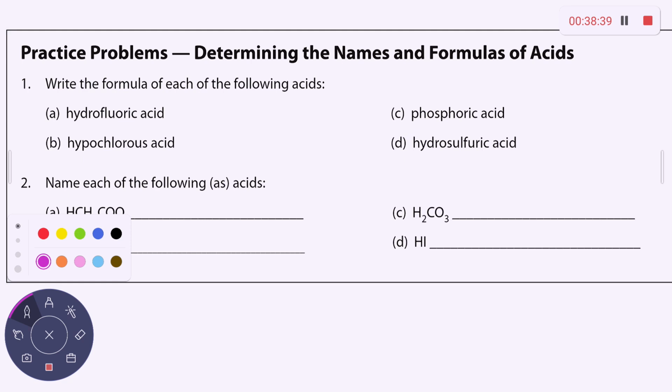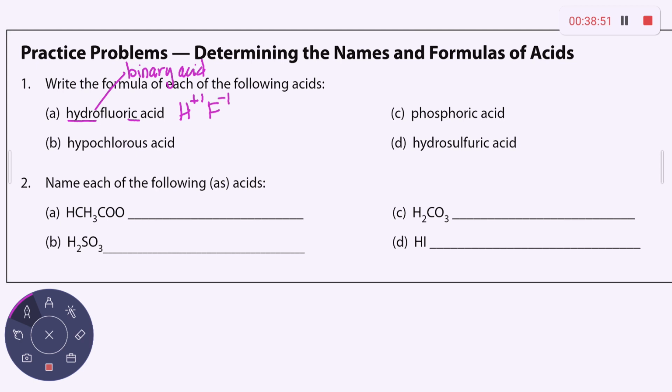hydrofluoric acid. Remember, hydro-ic means it's a binary acid. So that means it's only made of 2 things. It's made of hydrogen, and in this case, fluorine. So HF, and you have to put the aq after binary acids. You have to show that it's dissolved in water. Okay.